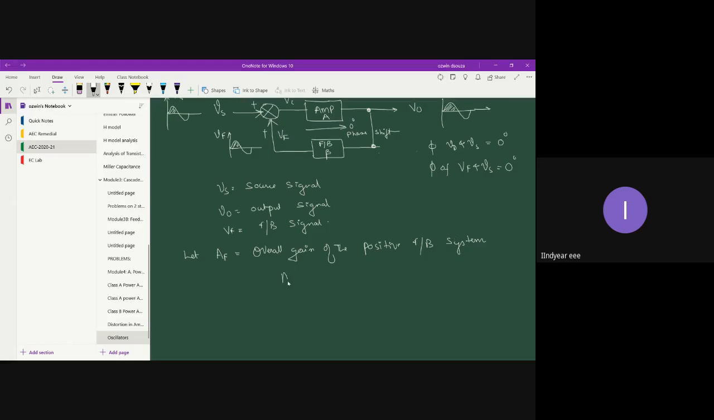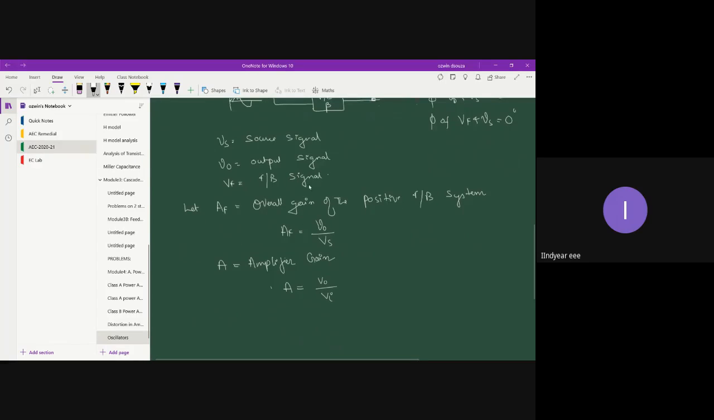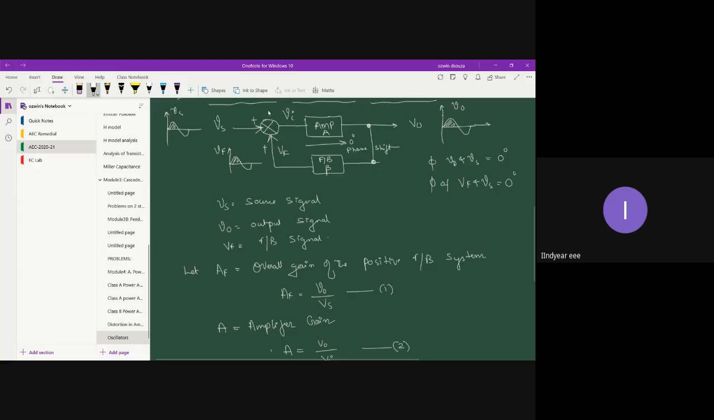Let us define overall gain AF as the output voltage to the source voltage. Similarly, let us also define A as the amplifier gain. Amplifier gain A is the output voltage to the effective input voltage Vi. This is equation 1 and this is equation 2. Let us also write down an expression for Vi.